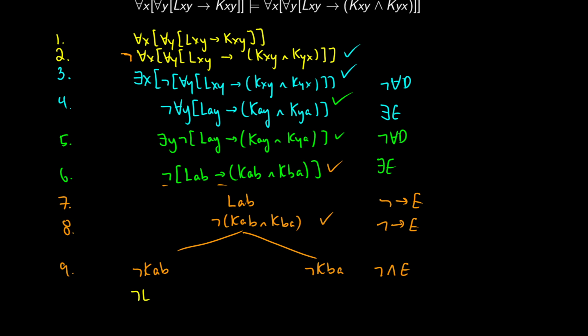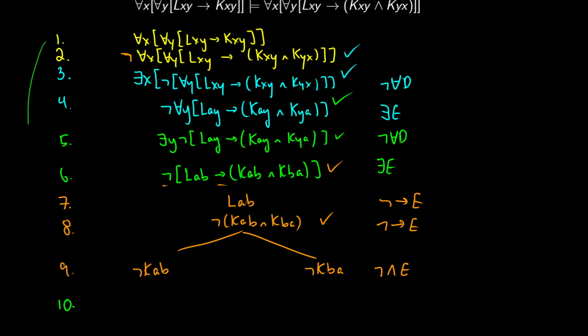If we don't do that, we have to get a KAB on the left and we have to get a KAB on the right, and that just might be a little bit too much work. So I'm going to try the first strategy, and if it doesn't work, we'll try the other strategy. So I want to get not LAB on both sides.